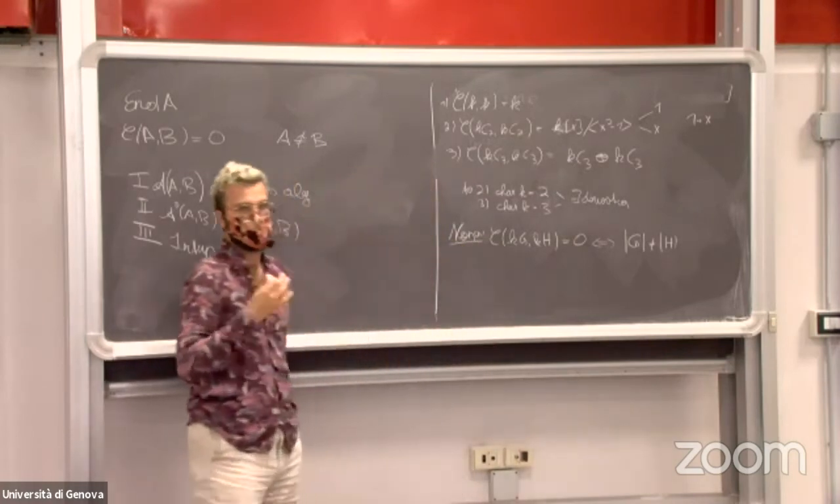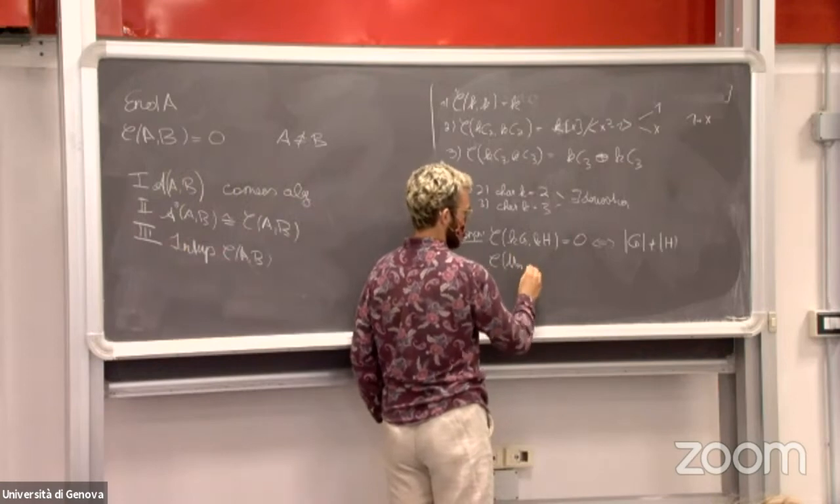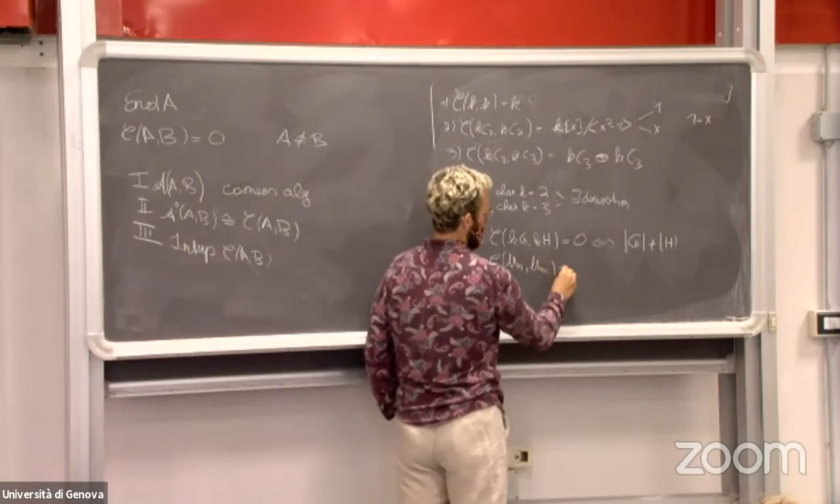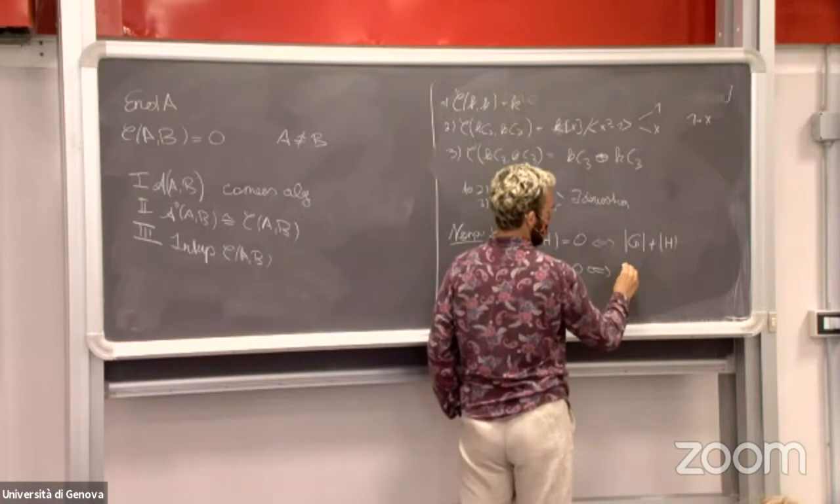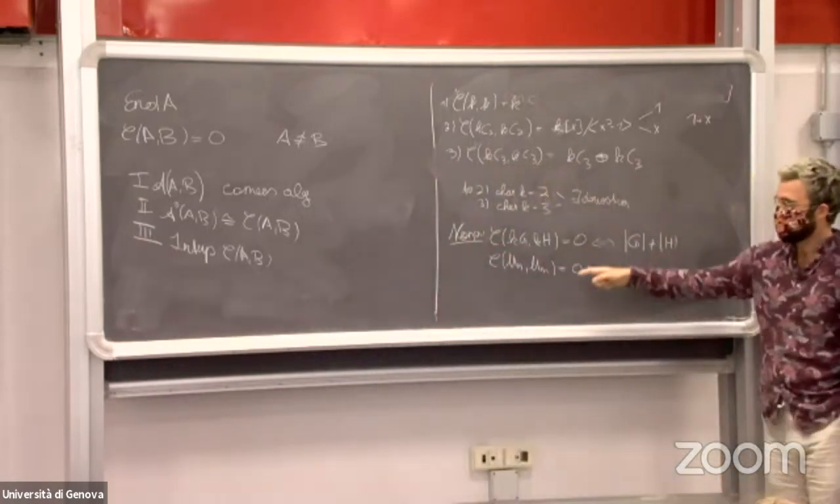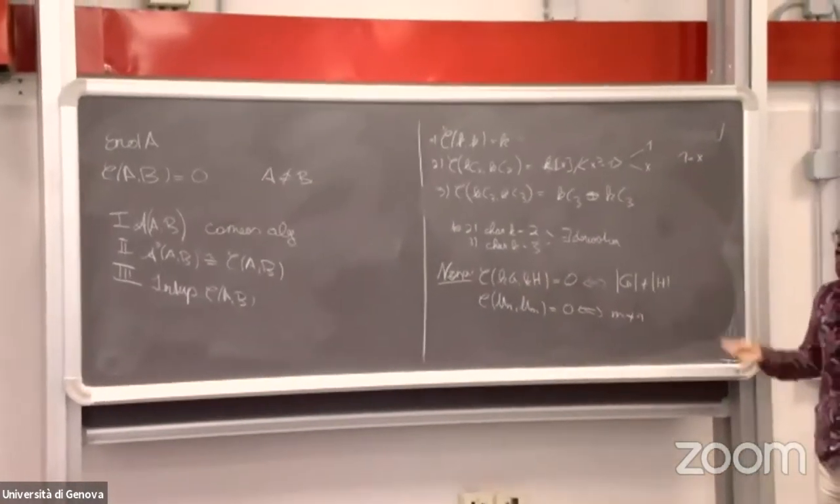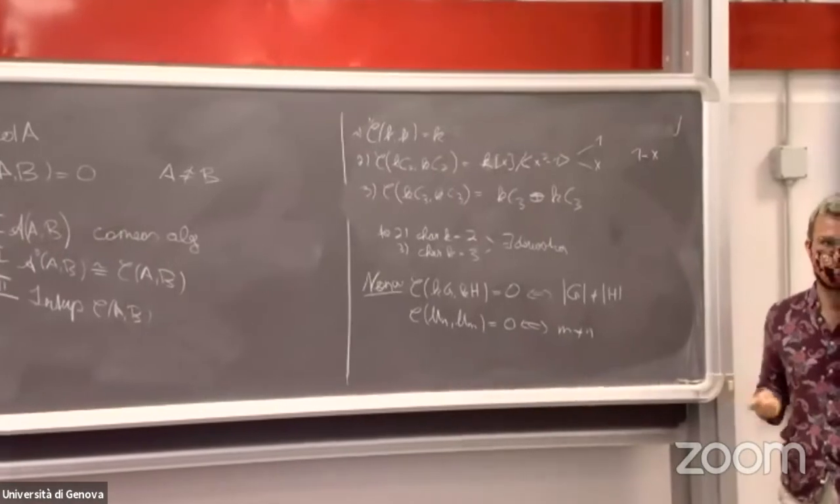The next class I was looking at were matrix algebras. I can prove something similar here. If I have the matrix algebras of dimension n and m, then these need to be different. And I also can show that if I take 1 matrix algebra and 1 group algebra, there's also none. So we still have a lot of examples where this is still 0.